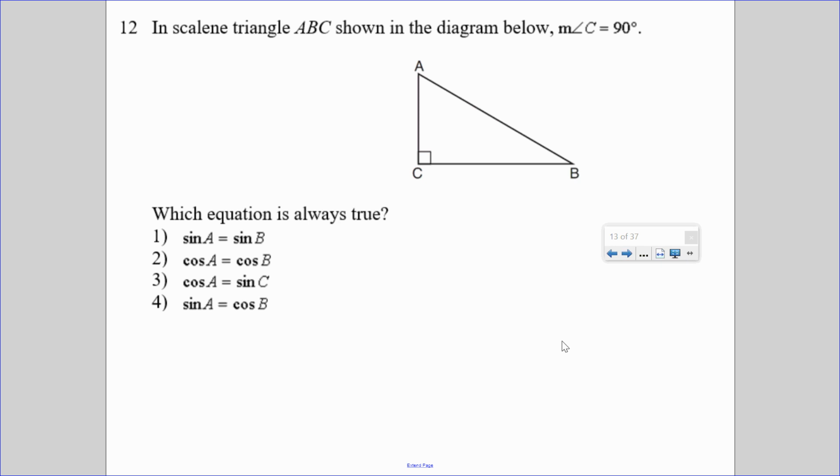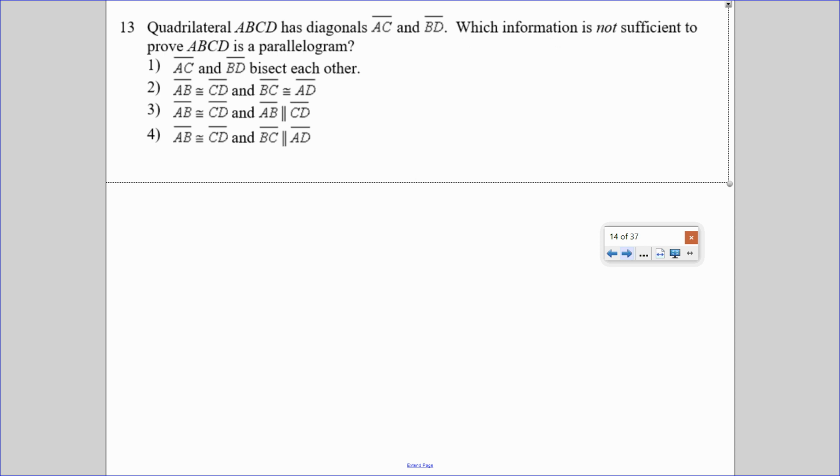This question you should just straight up have memorized. Cosine of one of the acute angles is equal to sine of the other one. If there's a C, the right angle, that one can't be involved at all. Cosine of one acute angle is equal to the sine of the other. That type of question you should straight up have memorized.